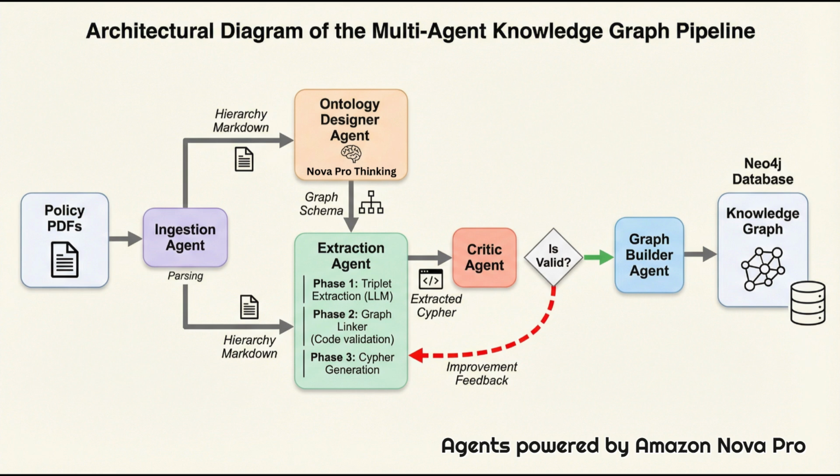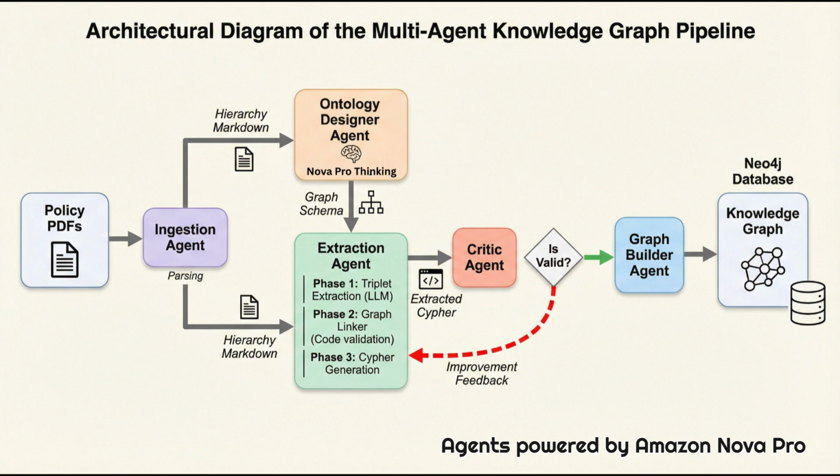Now, let's see what's happening under the hood. This first diagram is our multi-agent knowledge graph pipeline. We ingest policy PDFs and convert them into structured, hierarchical text. The ontology designer agent defines the graph schema, what entities and relationships matter.